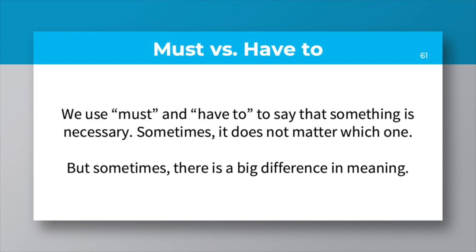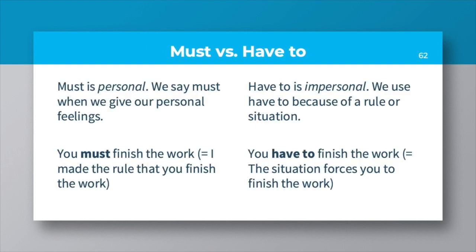Sometimes it doesn't matter which one, but sometimes there is a big difference. Must is personal. We say must when we give our personal feelings. While have to is impersonal. We use have to because of a rule or a situation. For example, you must finish the work. That means that the force is coming from me, the speaker. While have to means that the situation or an outside force makes me or you do something. For example, you have to finish the work. It means that the situation maybe forces you to finish the work.